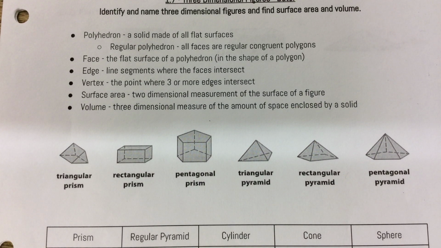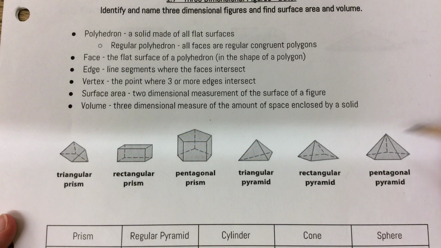An edge is a line segment where two of the faces intersect. A vertex is a point where three or more edges intersect. Surface area is the two-dimensional measurement of the surface of the figure, so that would be like if you were going to paint the outside of it, how much paint it would take. And volume is like if you were going to fill the object, how much would it take to fill it. So that's a three-dimensional measurement.